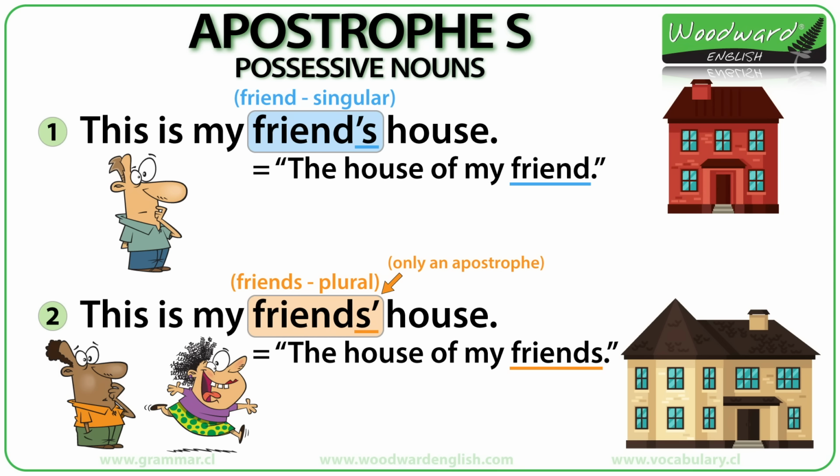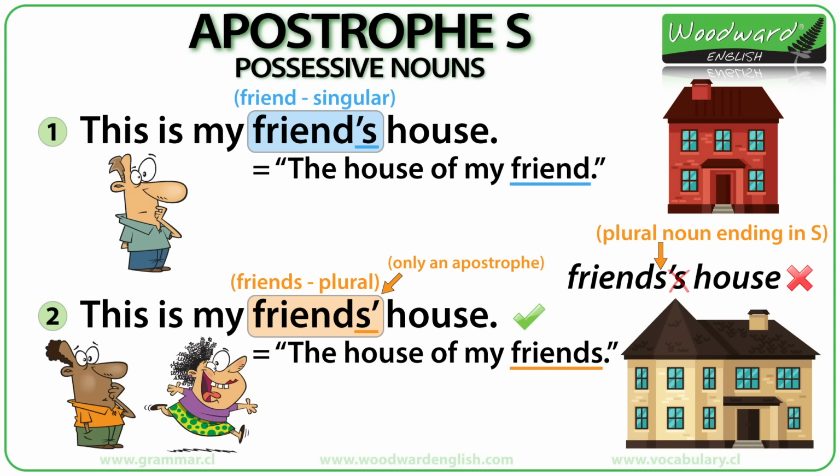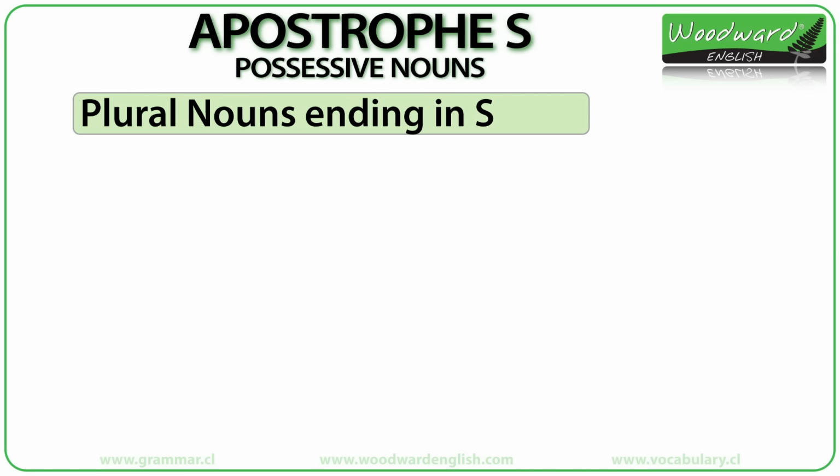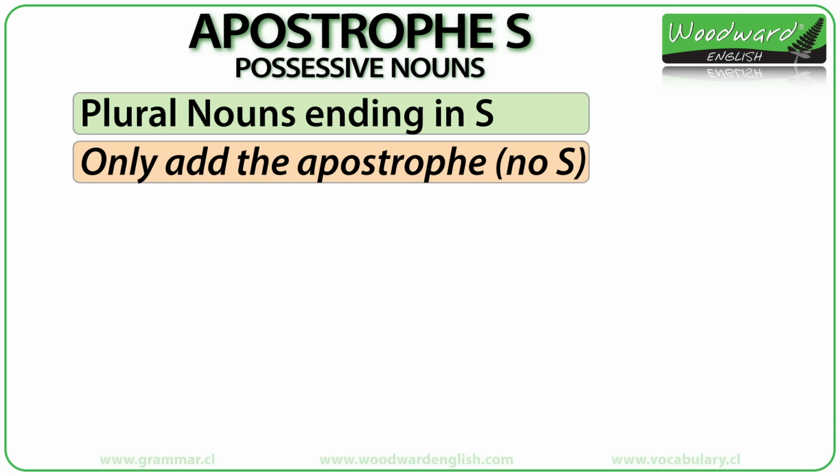Friends is a plural noun, ending in S. So we just add an apostrophe to the end. We don't say friends's house. No, this is not correct. So the rule is, plural nouns ending in S, we only add the apostrophe to the end and not an extra S.